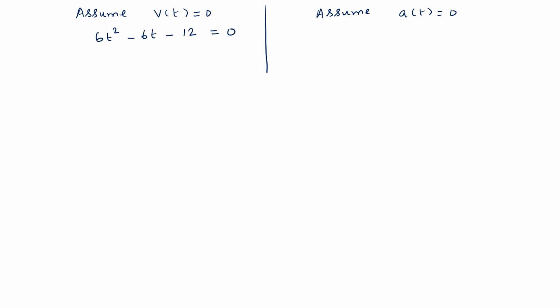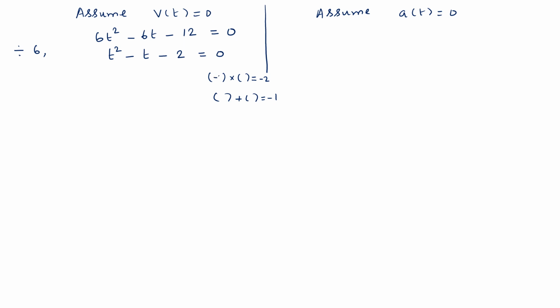So throughout, divide by 6. Divided by 6, what do you have? 6t square divided by 6 is t square, minus 6t divided by 6 is t, minus 12 divided by 6 is 2, equal to 0. We can factorize this. How do we factorize this? We have to find two numbers whose multiplication is minus 2 and whose addition is minus 1. So what are the numbers you have to see?